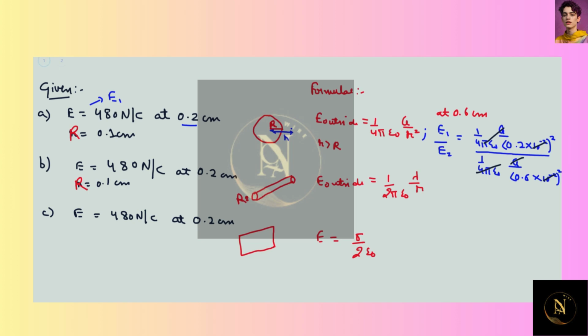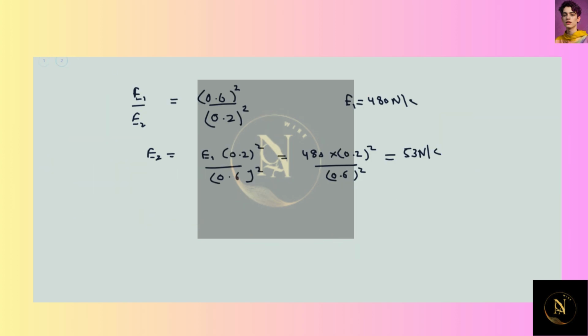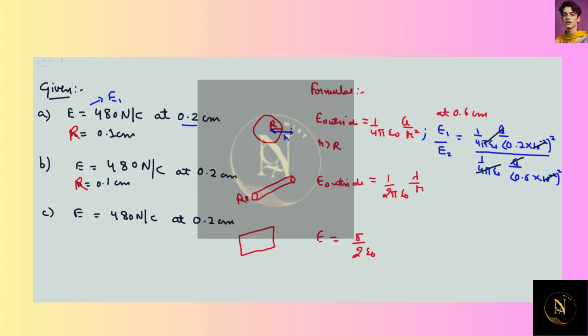This is the magnitude of the electric field at 0.6 centimeter distance from the center of the charged sphere. We don't need to find Q because we can use the ratio method here. What we know is the field at 0.2 centimeter, which is 480, and we are finding E2 at 0.6 centimeter. This radius is the information we need to find the formula itself.